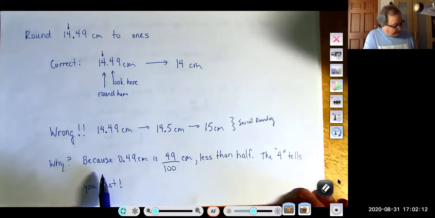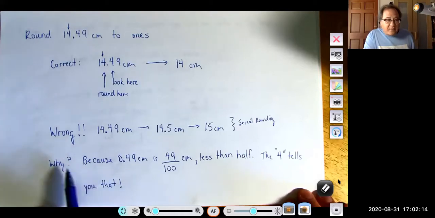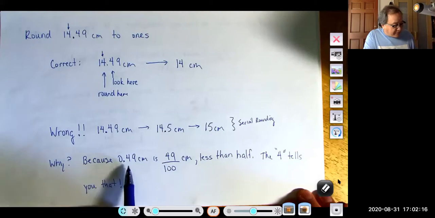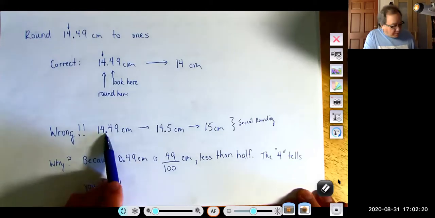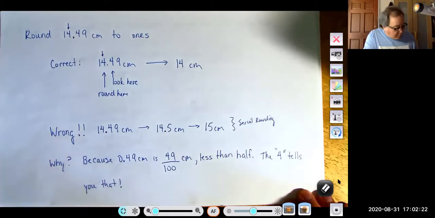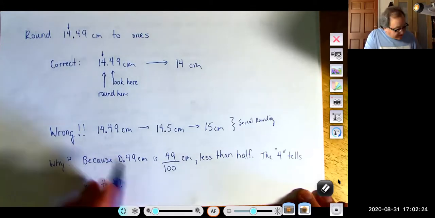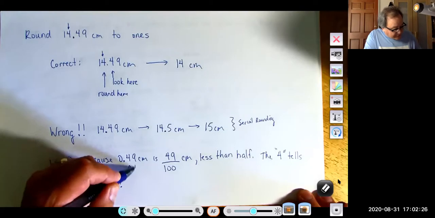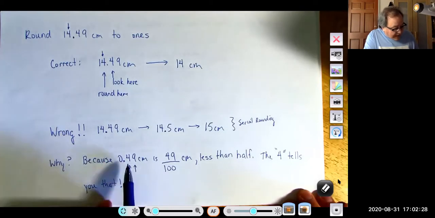All right, why is this a bad way to do it? Well, we need to think about this 49 after the 14, the 0.49. 0.49, this is the 10th and this is the 100th, so this really means 49 hundredths.